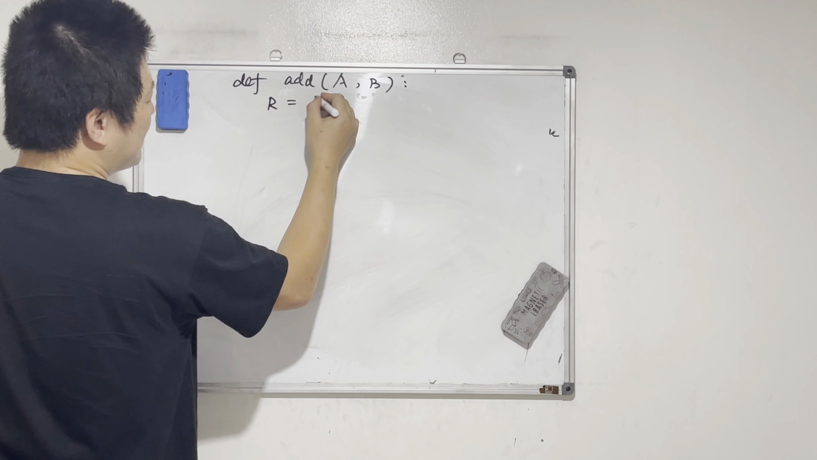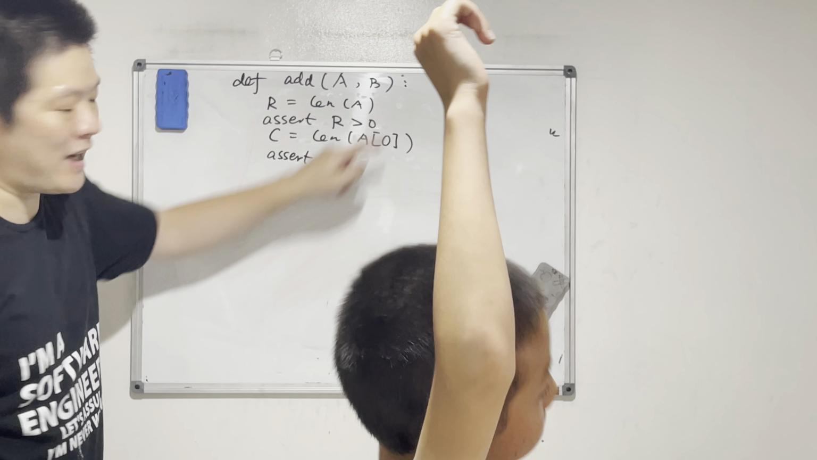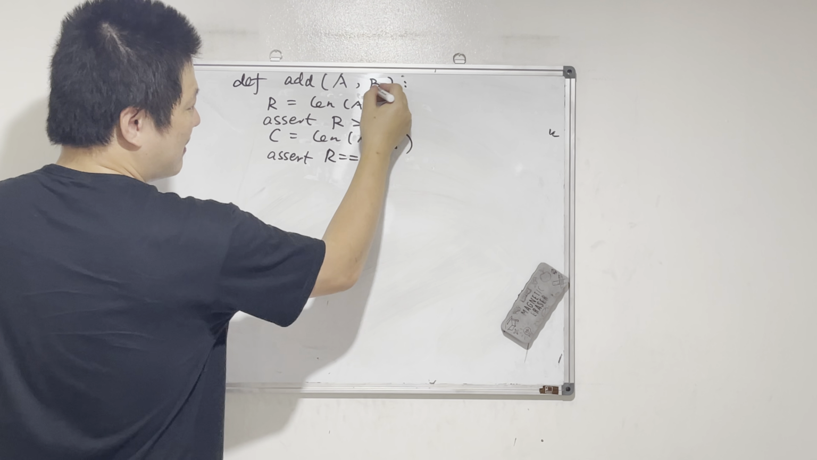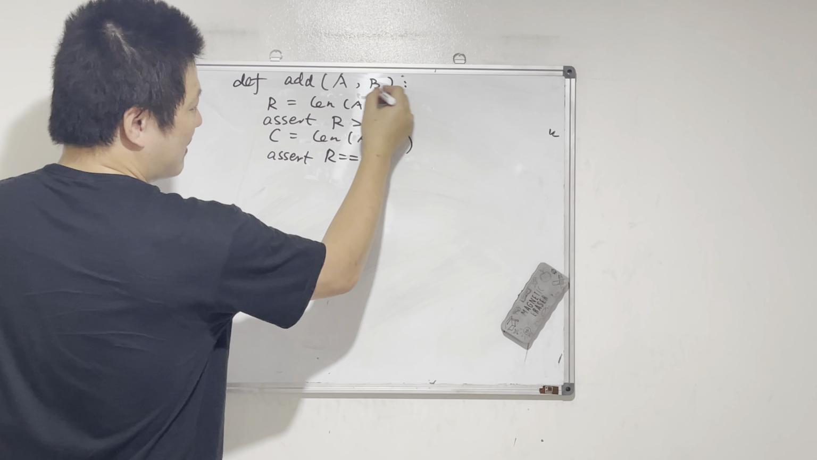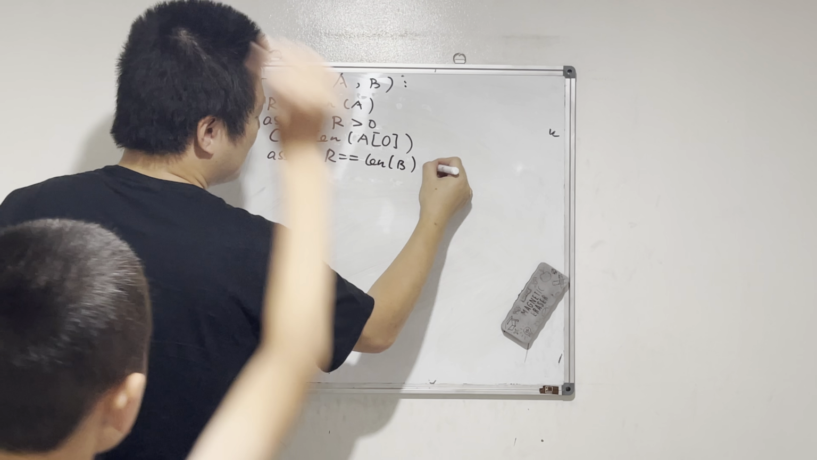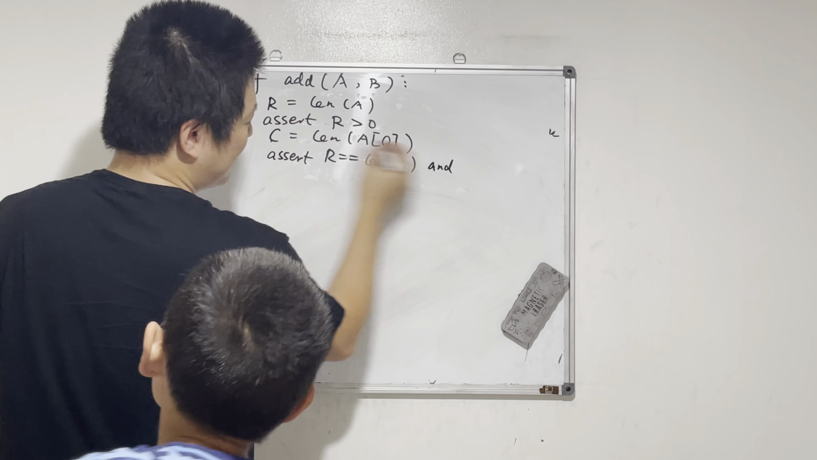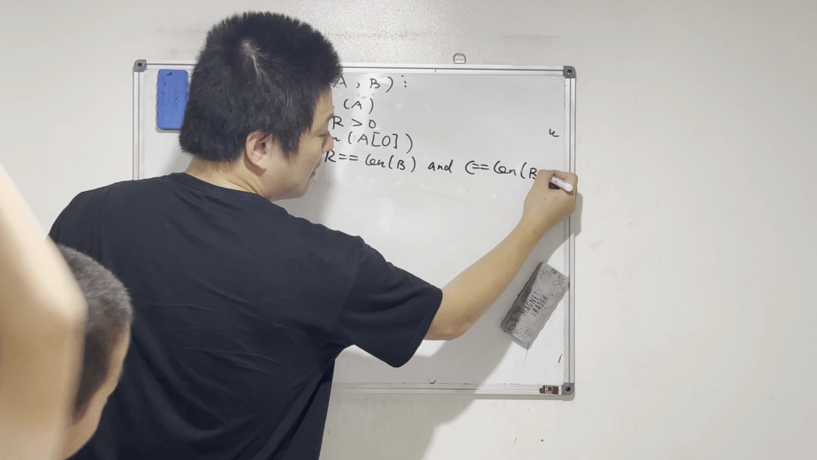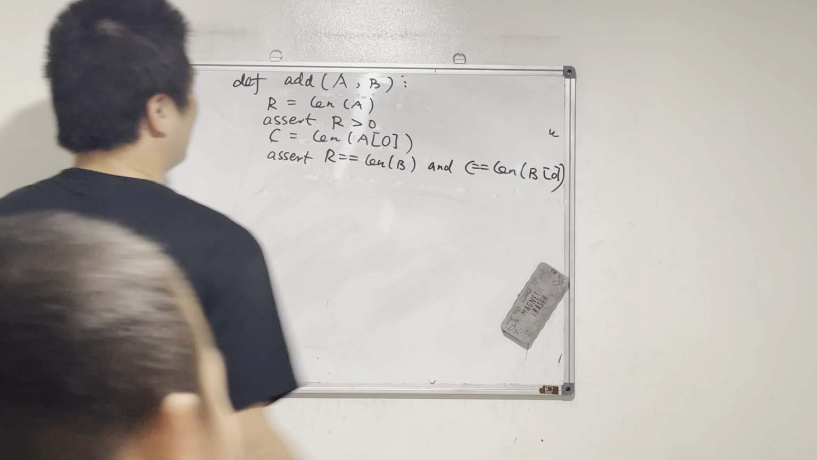And C equals length of what? A[0], this is the column. And now I need to check the rows and columns are the same as the size of B. So, assert R equals what? What's the number of rows in B? Not B, length of B. And the columns need to be the same. This column: length of B[0], B at 0.